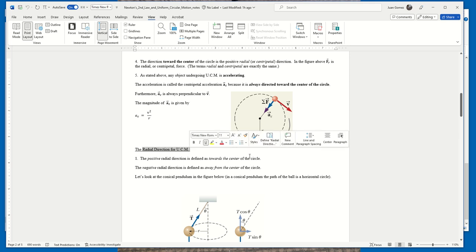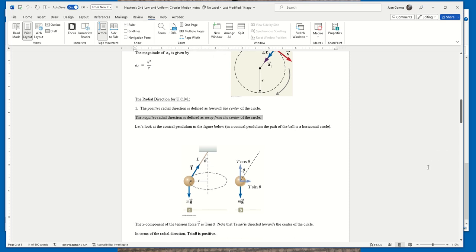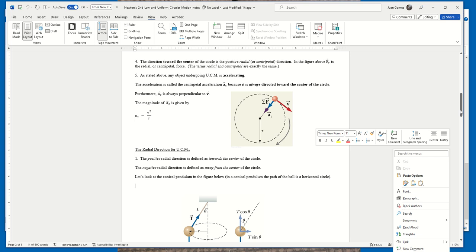Well, the radial direction for UCM, the positive radial direction is defined as any force that's directed towards the center of the circle. By definition, in terms of the radial direction, that's positive. You don't want to think of positive x and negative x, positive y, negative y. If something's moving in a circle, if a force is directed towards the center, it's positive. And obviously, the negative radial direction is away from the center; any force directed away from the center is negative.